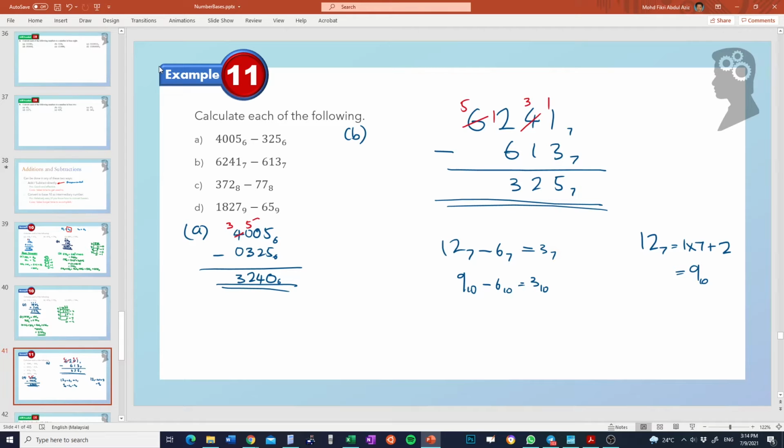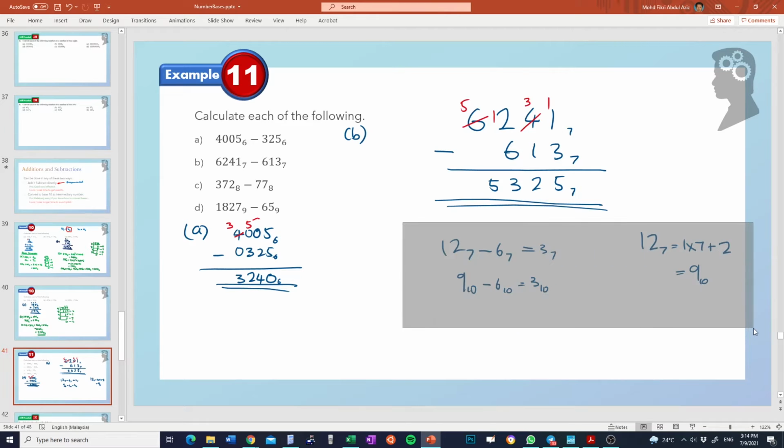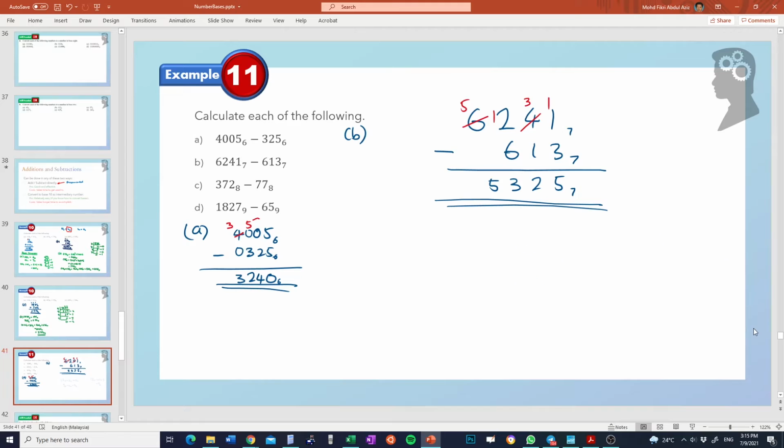Okay. Alright. So yang paling kiri sekali tinggal 5 saja. So just put 5 there. So that is the answer for question B. 5, 3, 2, 5 base 7. By doing subtraction directly without using base 10 as intermediary. Okay, ada problem ke? Tak ada. Okay.